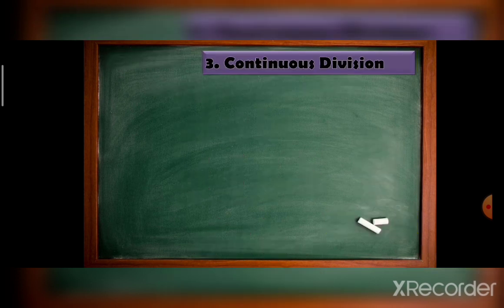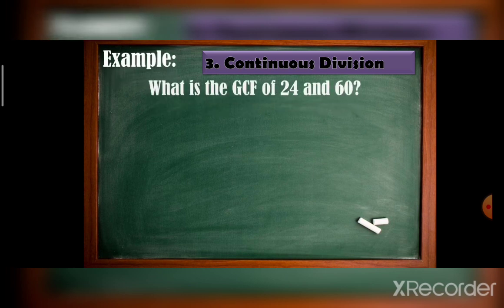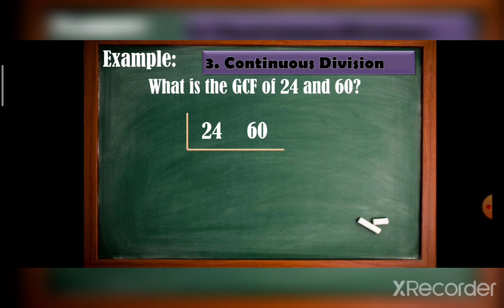Pangatlong method, which is continuous division. Magbigay tayo ng halimbawa. What is the GCF of 24 and 60? Pag sinabi natin continuous division, patuloy lang tayong magdi-divide. So, ilista natin si 24 at 60. Gagamit tayo ng reverse symbol ng division at mag-iisip tayo ng prime numbers na pwede nating i-divide kay 24 at kay 60. So, lagi nating tatandaan na ginagamit natin lagi si 2. So, mag-umpisa tayo kay 2. 24 divided by 2 is 12. 60 divided by 2 is 30.